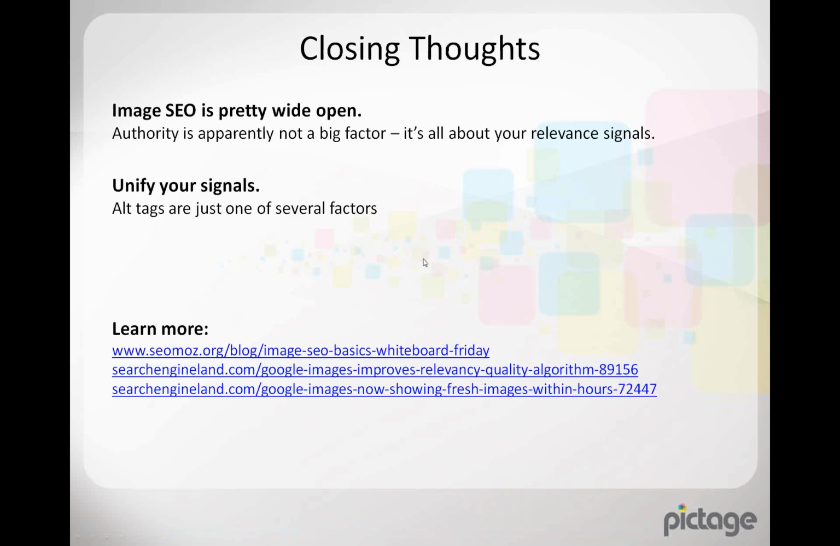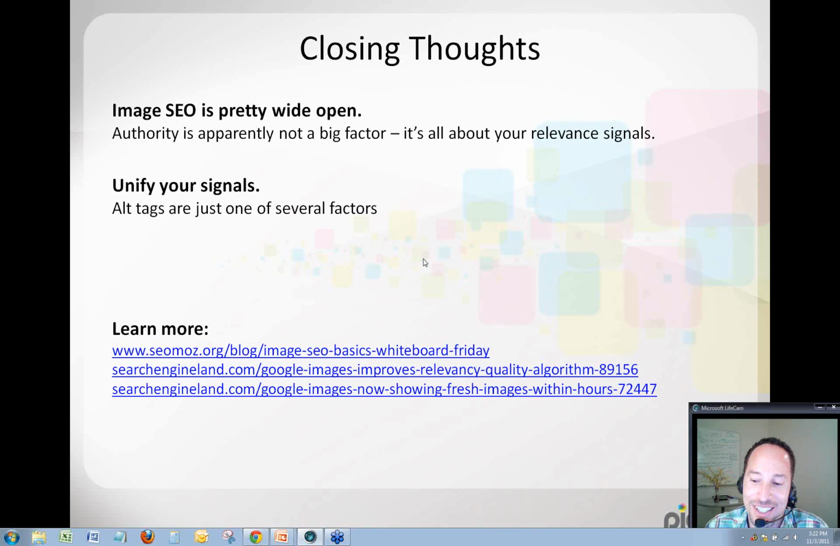And that was pretty much the end of the presentation. I mean, image SEO is pretty wide open. You notice I didn't really talk about authority. A lot of the images you see in the search results are on pages that really don't have a lot of authority. So image SEO right now is all about giving a clear relevance signal.